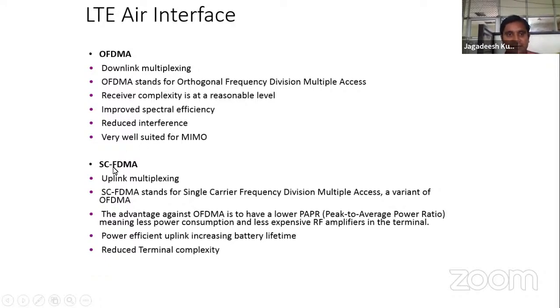Next, this single carrier FDMA, this is used for uplink multiplexing. Like while we are transmitting data to the E node B, we are using this one. And this SC-FDMA stands for single carrier frequency division multiple access, a variant of OFDMA only. The advantage is to have a lower PAPR, peak to average power ratio. And now the power efficient uplink increases battery lifetime. Like battery does not get drained, and efficiently we can use the battery so that the user need not charge every time. Often reduces terminal complexity.